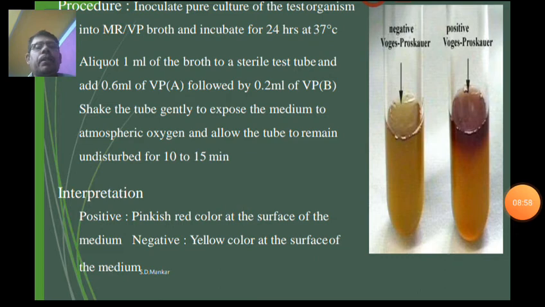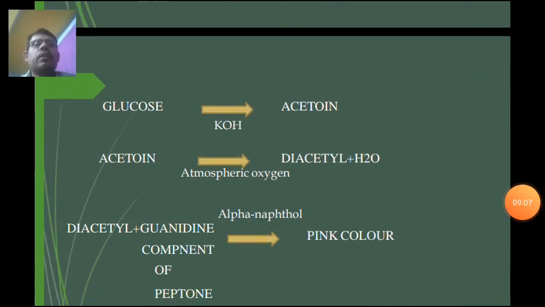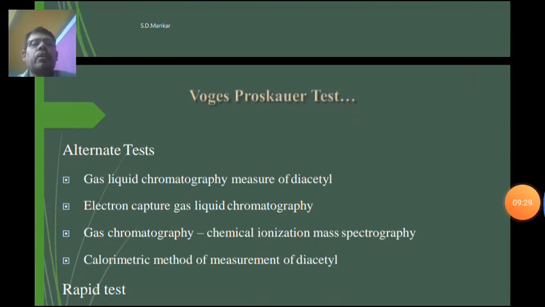Interpretation. Positive is a pinkish red color at the surface of the medium, negative is a yellowish color at the surface of the medium. Generally, glucose in presence of potassium hydroxide produces acetoin. The acetoin with atmospheric oxygen produces diacetyl plus water, and this diacetyl plus the guanidine component of peptone and alpha naphthol produces a pink color. This is the basic chemical reaction of this Voges-Proskauer test.